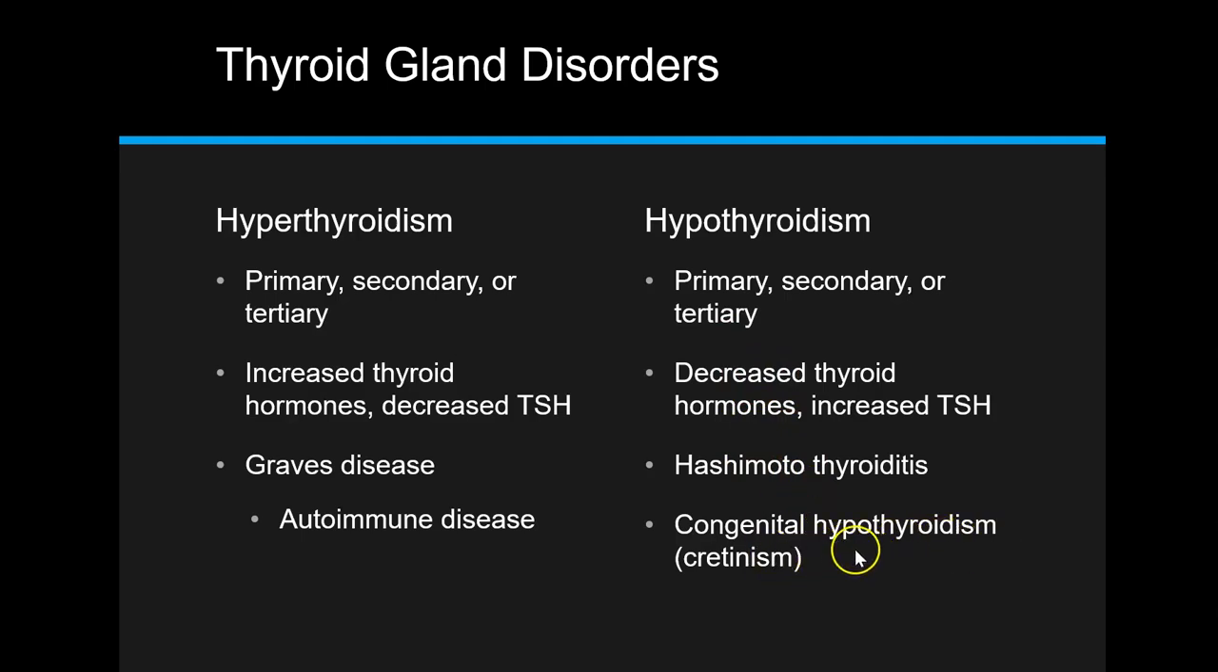So if a baby is born and not making enough thyroid hormone, they will end up developing what we call cretinism, which is basically mental retardation. Their brain just will not develop if you don't have enough thyroid hormone around. And so with hypothyroidism, there's a low level of energy. With hyper, there's a high level of energy, but like to the point of anxiety and racing heart rate and stuff like that.